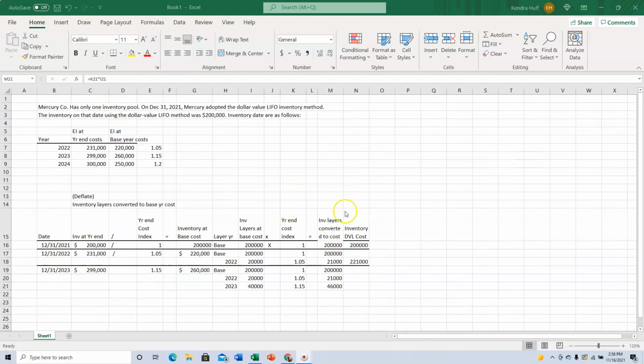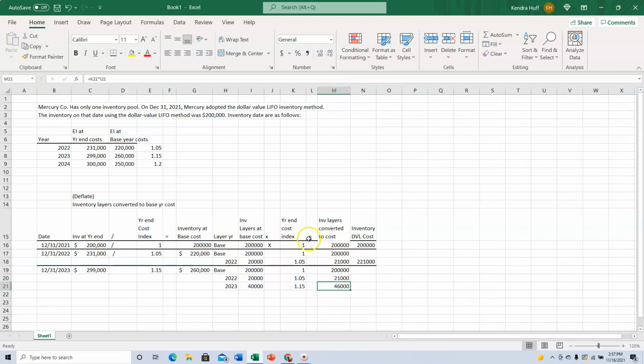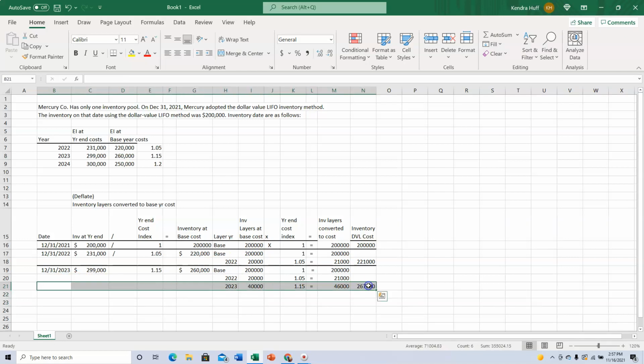I changed my table a little bit because I couldn't figure out why I had an extra column here. It was because I was writing the answer under the equal sign instead of under this. So this is just supposed to be the equal sign. Then add these up, and that's what you have at the end of 2023.